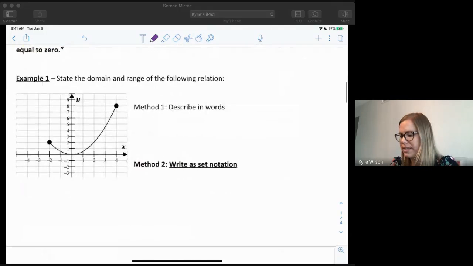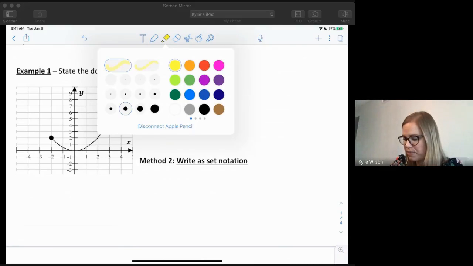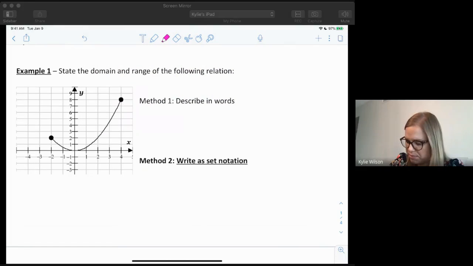So for example 1, we're going to state the domain and range of the following relation. The first thing we're going to do is just describe it in words, in normal English. So if I look here, I'm going to start by looking at the values of my X coordinates. My X coordinates live between here and here. So all of my X values are sandwiched between -2 and 4. So let's write that just as a normal English sentence.